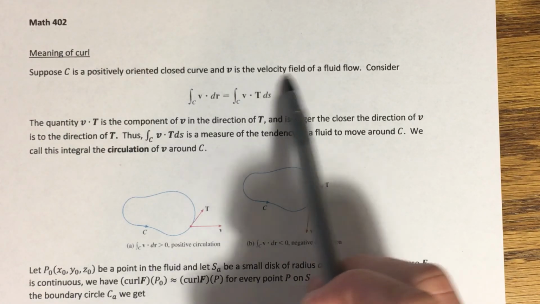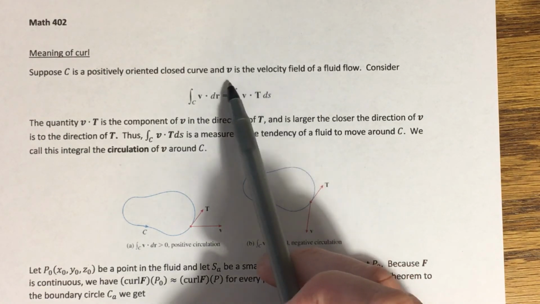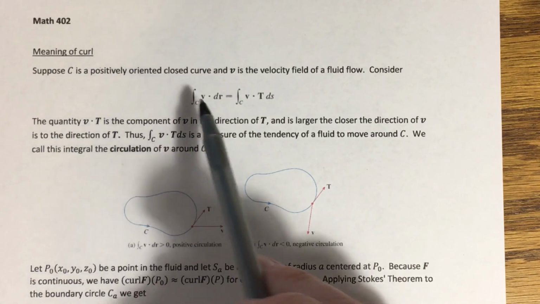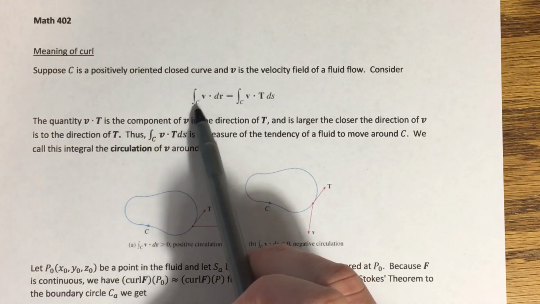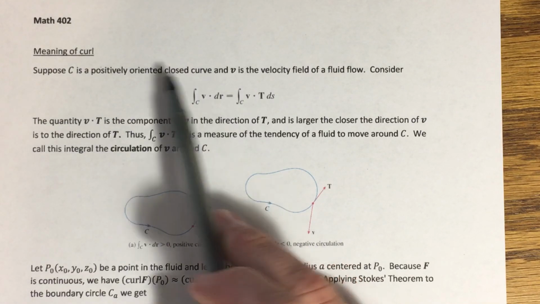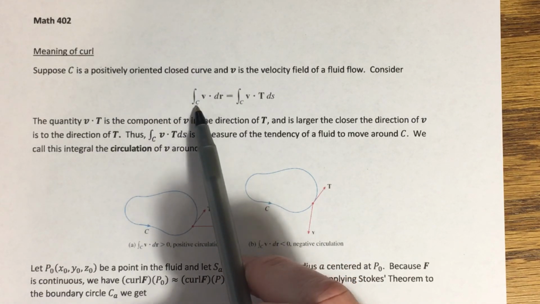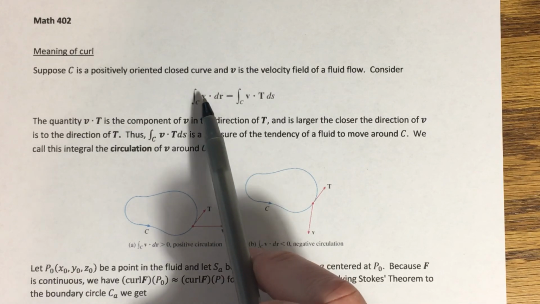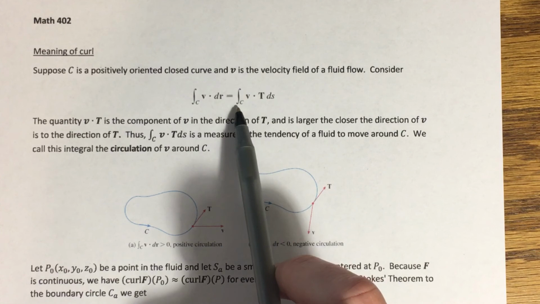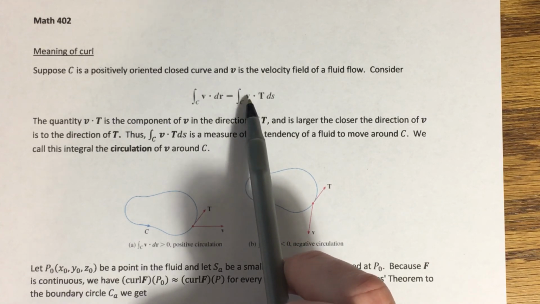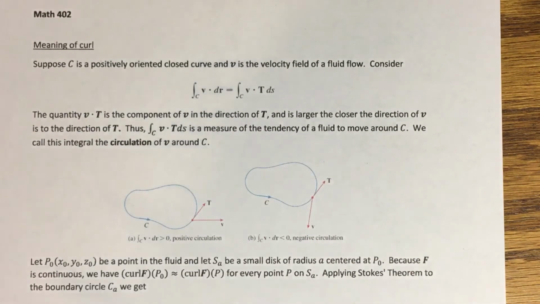So it has a specific interpretation, this vector field V. And C is going to be some positively oriented curve in that fluid flow. Now, the line integral along C, that positively oriented closed curve, of F dot dr, which in this case looks like V dot dr, remember, is the same thing as the line integral over C of F dot T ds.